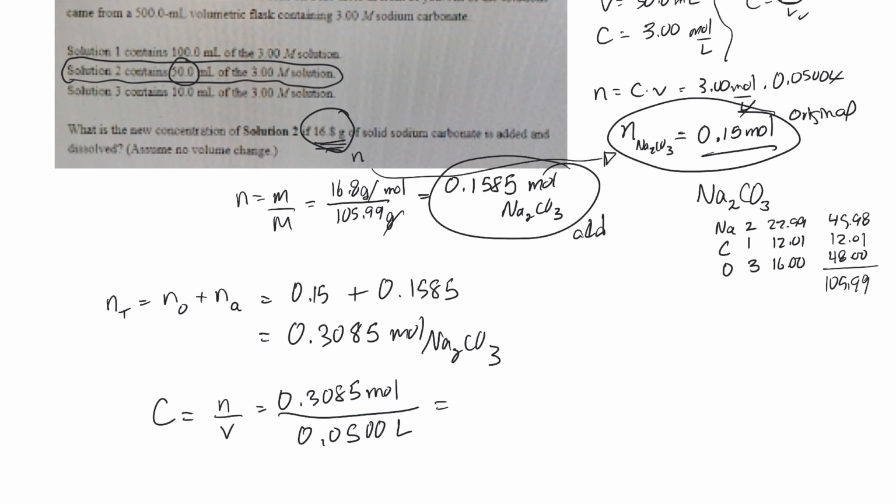Let me divide those. I just have to add those first, and then I divide by 0.05. So I'm coming up with 6.17011 moles per liter. Sig figs, looks like I'm 3 everywhere, so 6.17 moles per liter. Hopefully that helps you with that one.